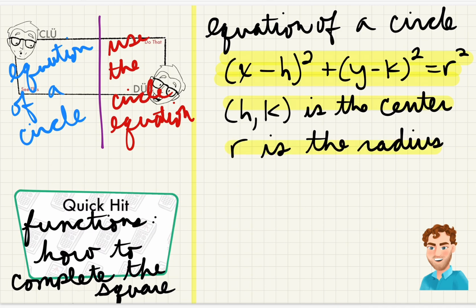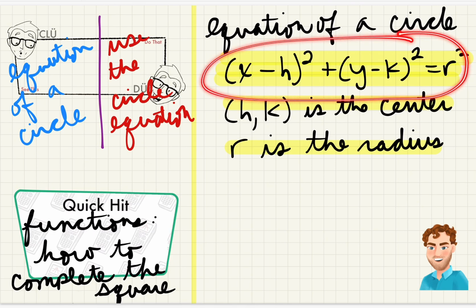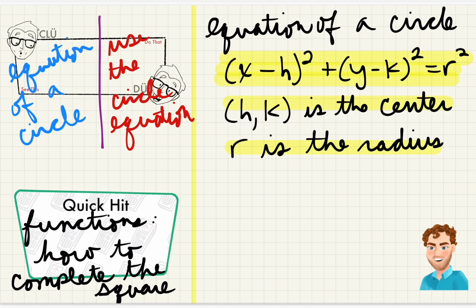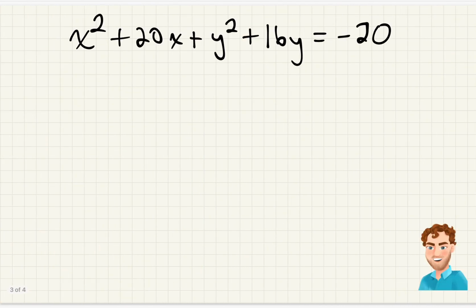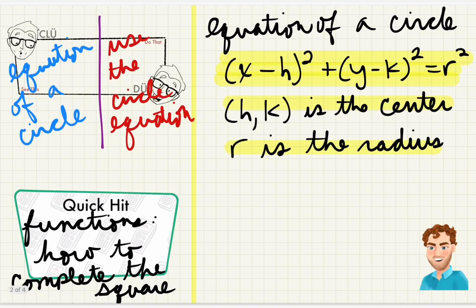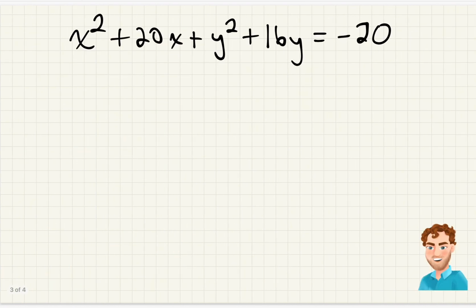Now the problem with this problem is that they don't put it in the form of the equation, because that would be far too easy for this problem. So what they do is they give it to us in this form, and we have to complete the square. Now take a look. We have a quick hit on how to complete the square that if you do need to brush up, I suggest you go take a look at that video. In the meantime, I'm going to show you right now.